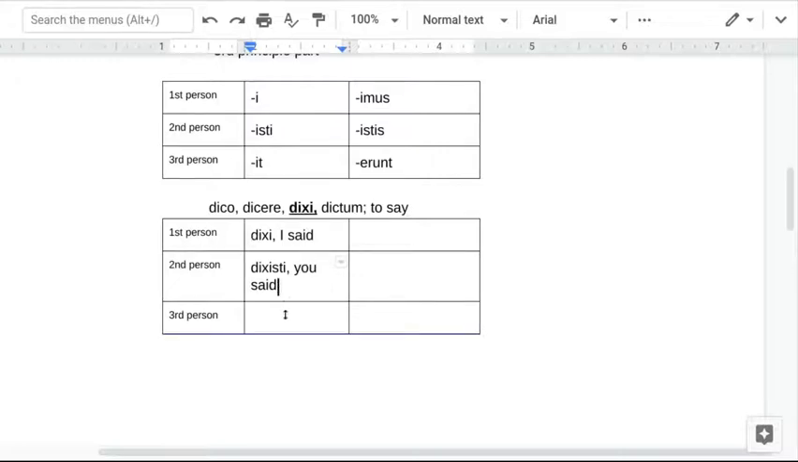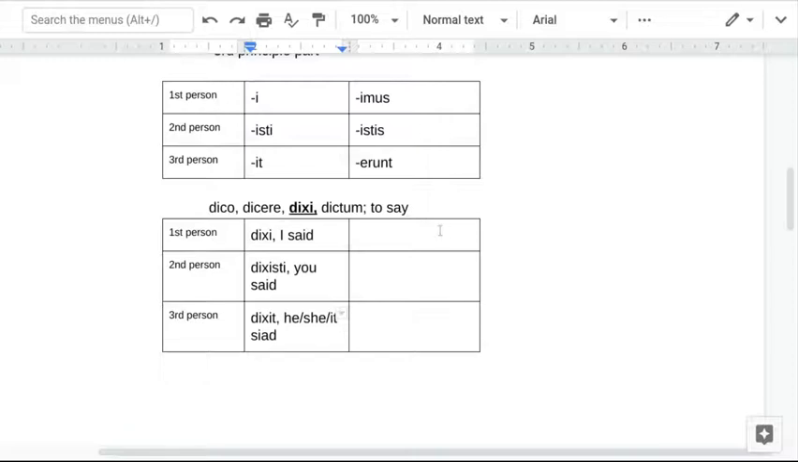And we're stemming off that third principal part, which is what the perfect tense does. He, she, it said. All right, and then the first person plural. We said. Same here. All right, still using the same stem, and that's why you study principal parts.